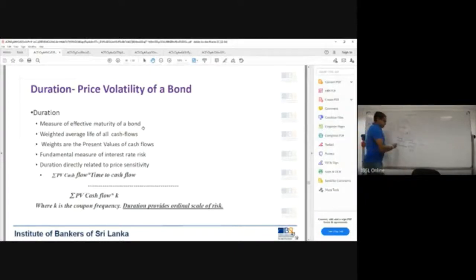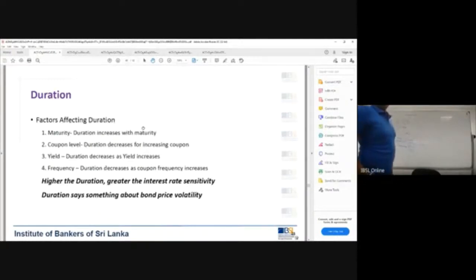And this equation you better remember. It's easy if you can remember this. So duration provides an ordinal scale of risk. That means a measurable quantity of risk, right? Duration becomes measurable.